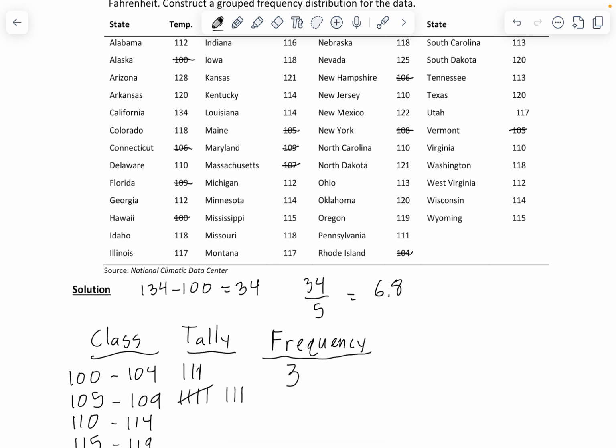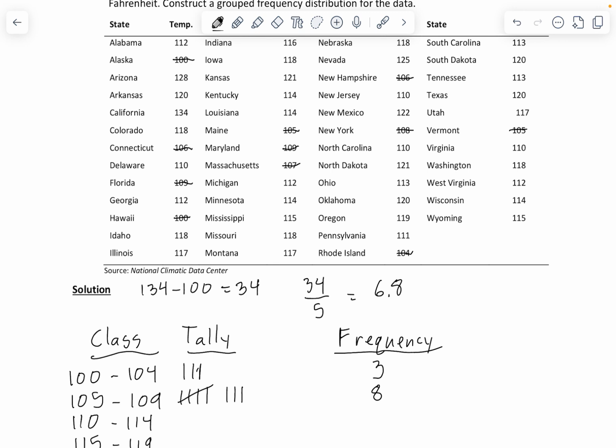I'm going to adjust this because I'm going to need more room for my tallies, so I'll move this over to give myself more space. This first one was 3. The second one was 5, 6, 7, 8. The next one is 110 to 114.